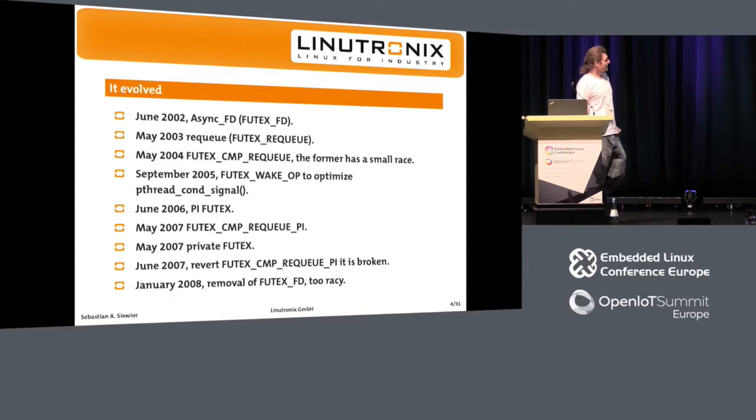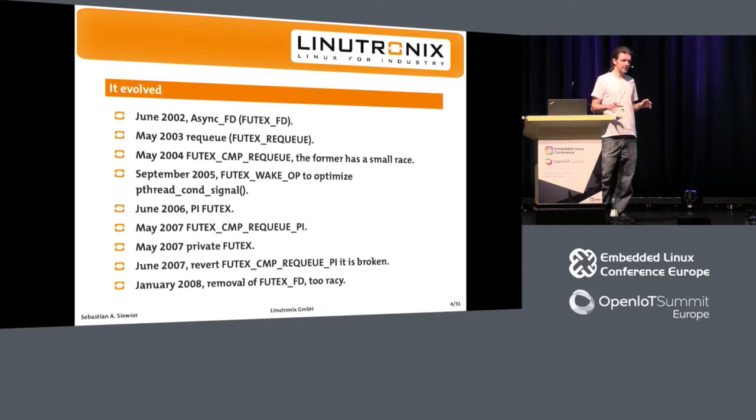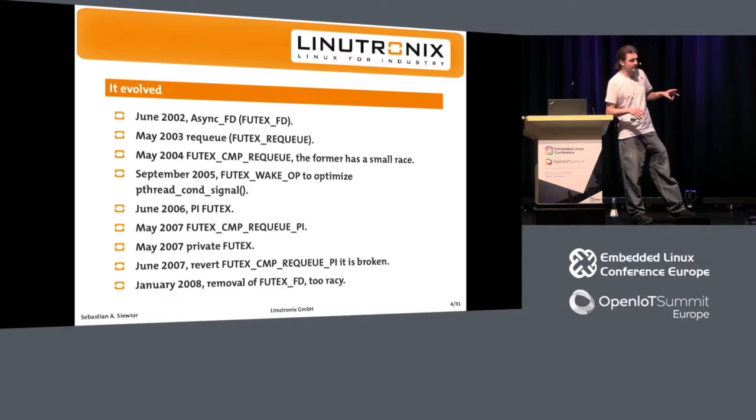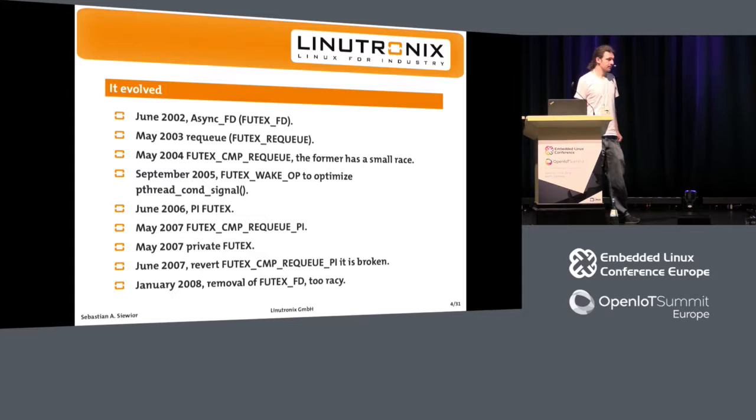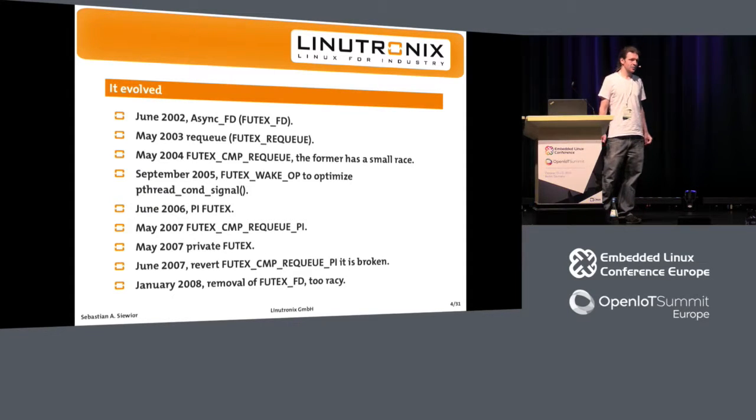Around 2007, we got the private FUTEX. Private means it can only be used within a process. So if you have five threads, all five threads can use the same lock, but you cannot share it between two processes, which is fine if that is the use case. And from the locking within the kernel, it scales way better because you don't have to take the mmap semaphore, for instance, which locks the global memory within a process.